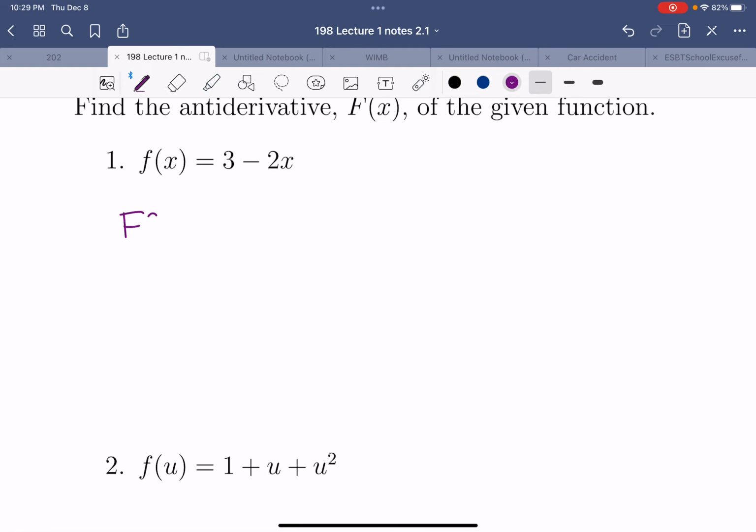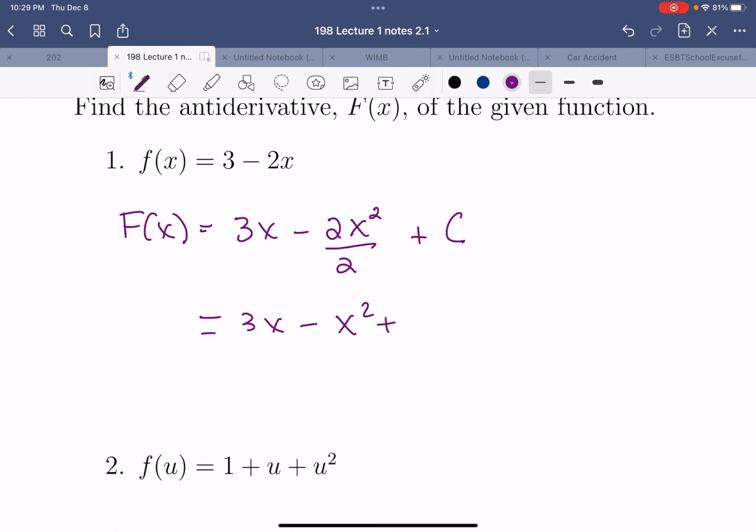In order to find our capital F of x, that 3, we're just going to put an x with it. And then we're going to take negative 2. We're going to add 1 to our exponent to make it a 2 and divide by that 2. And we're also going to add on a plus c. If we simplify that, that becomes 3x minus x squared plus a constant. And that's my answer.